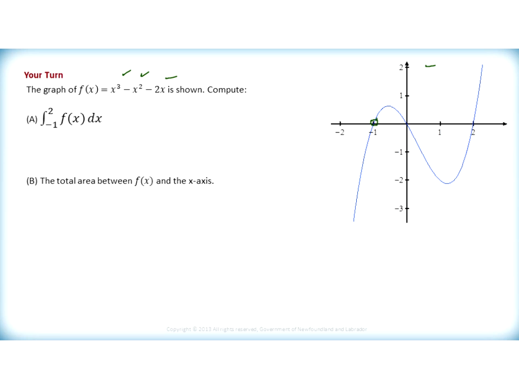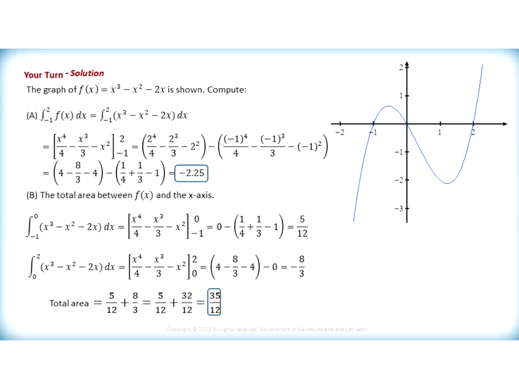So we're going to go from there all the way up. So you want the integral first, just the definite integral, and then we want to find the total area between the two. So be careful about how you do that. I'll jump to the solution. So here is the solution to the your turn question. So the graph of all that stuff, we computed here, we get -2.25 for that one, +35 over 12 for just the area, the total area between the curve and the axis.